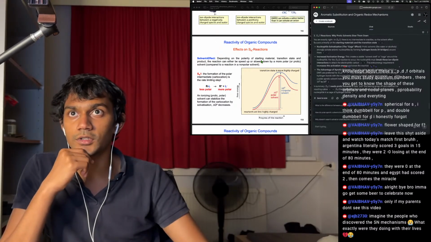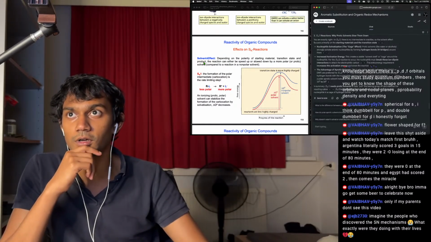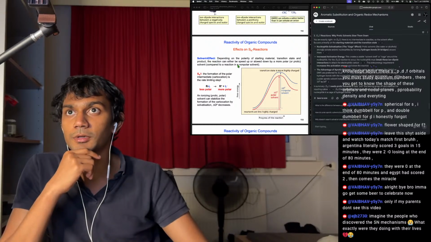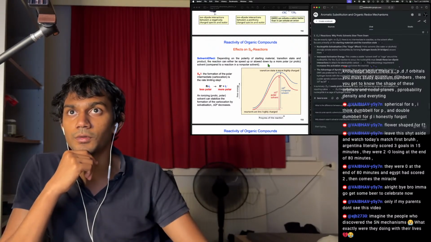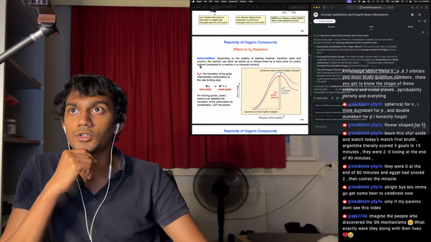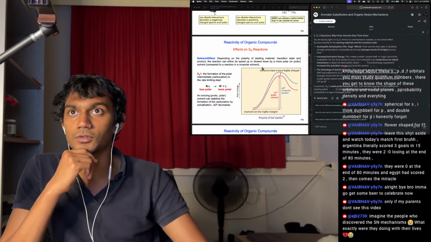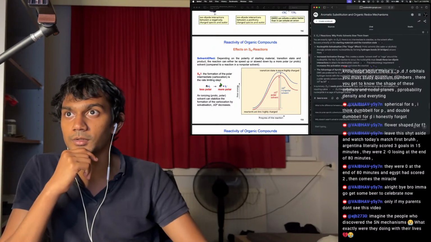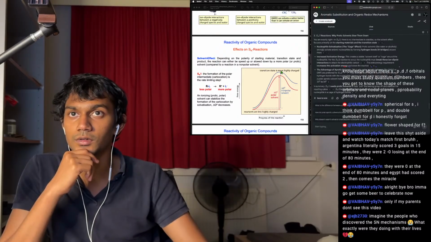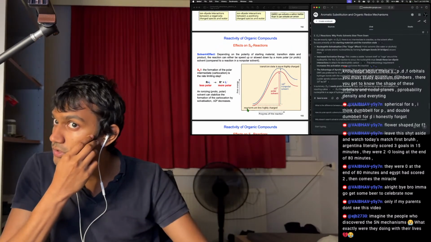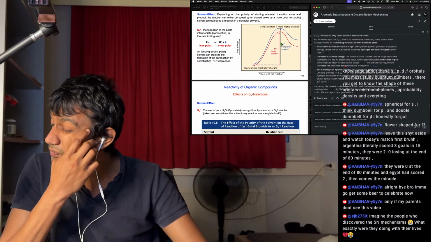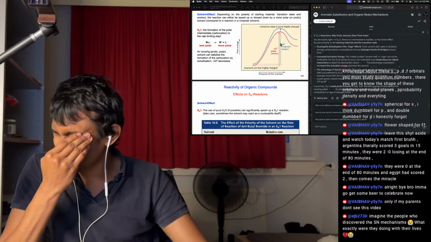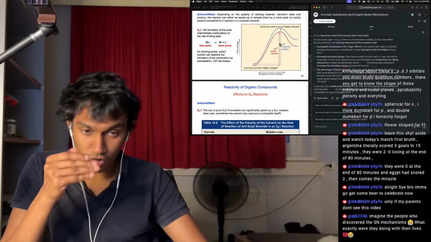Depending on the polarity of the starting material, transition state, and the product, the reaction can either be sped up or slowed down by a more polar solvent compared to the reaction in a non-polar solvent. In the SN1 reaction, the formation of a polar intermediate is the rate limiting step. It reduces the activation energy.